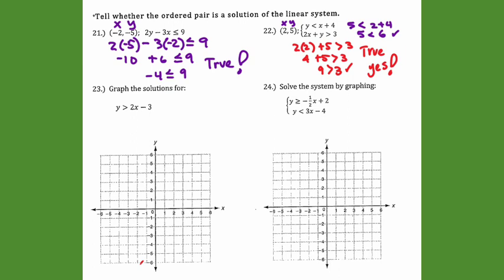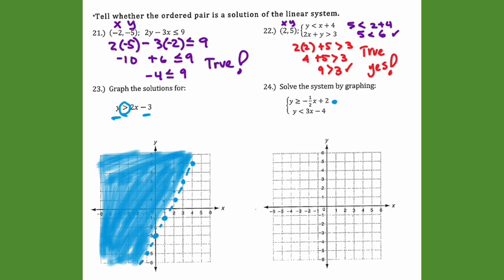On 23, we're graphing this set of solutions using y equals mx plus b. And we start with -3 as our y-intercept. And we do a dashed line because it's not equal to. And our slope was up 2 and over 1. And then we have to decide which side of this line holds all the solution points. Well, I can see the equation says that y is bigger than -3, so I know it's everything bigger than -3 that needs to be shaded.